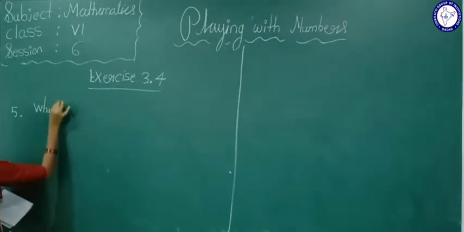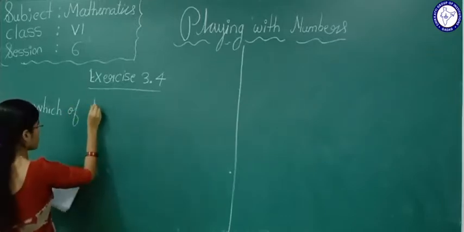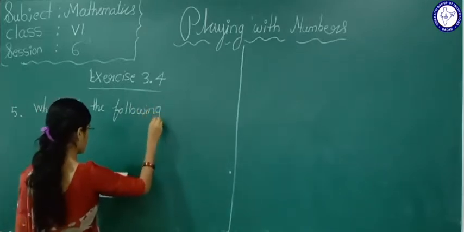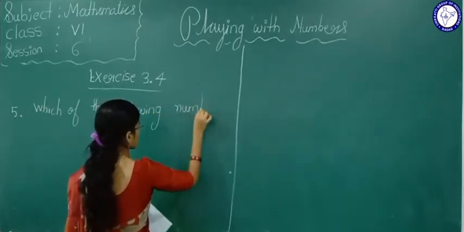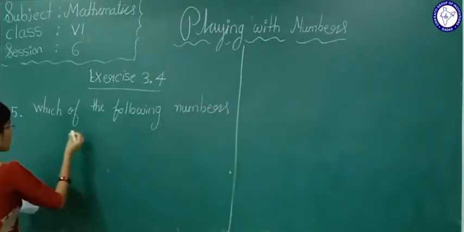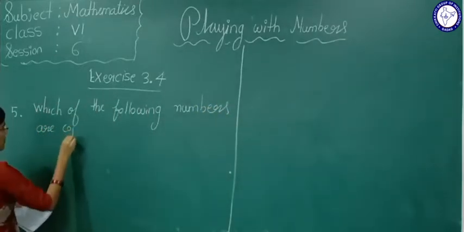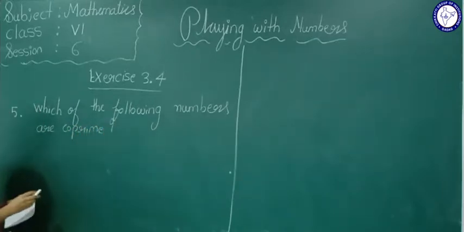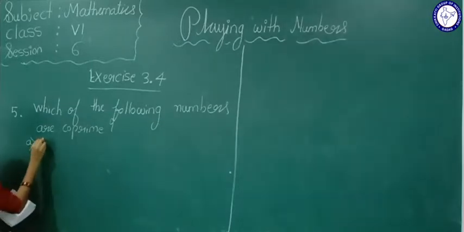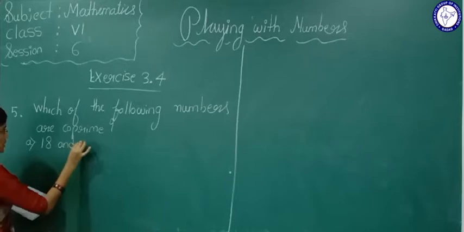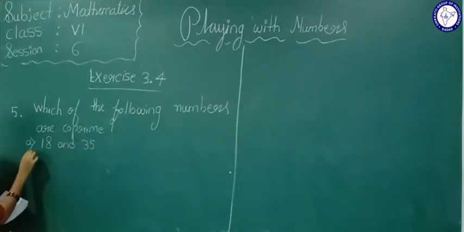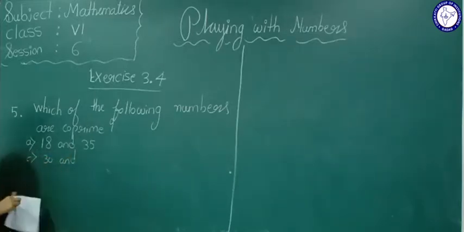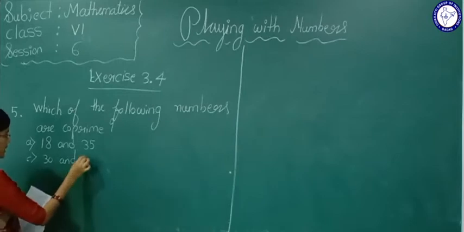Which of the following numbers are co-prime? Now they have given first one 18 and 35, second 30 and 415.